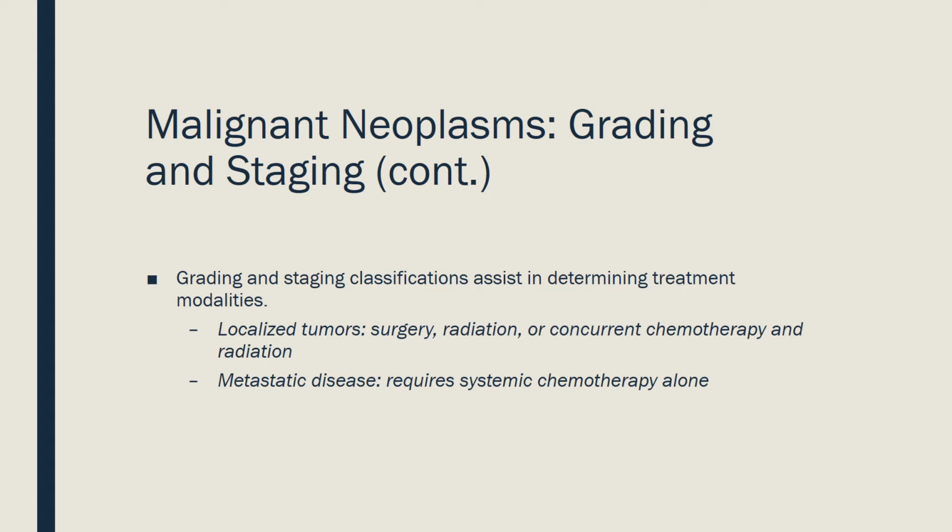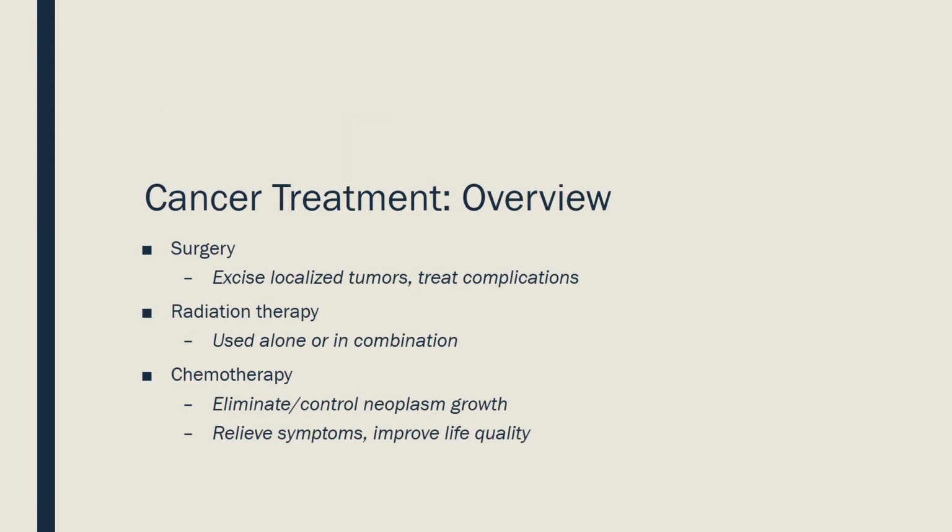And when we say remission, we mean patients will still have the cancer, but at the moment it has stopped growing. So that's a good thing when somebody's in remission. So again, treatment overview: we have surgery and radiation and chemotherapy, and these can all be done in combination. The goal of chemotherapy is to eliminate or control that cancer growth, to relieve symptoms, and to improve the quality of life.